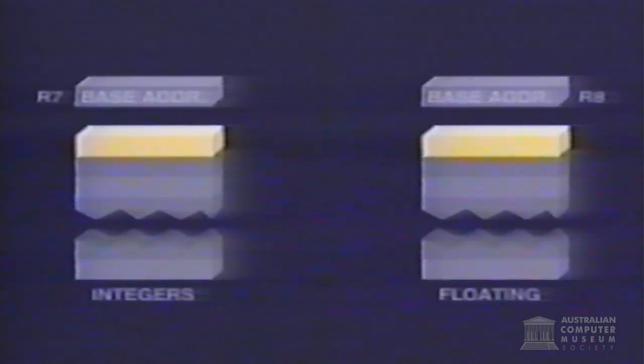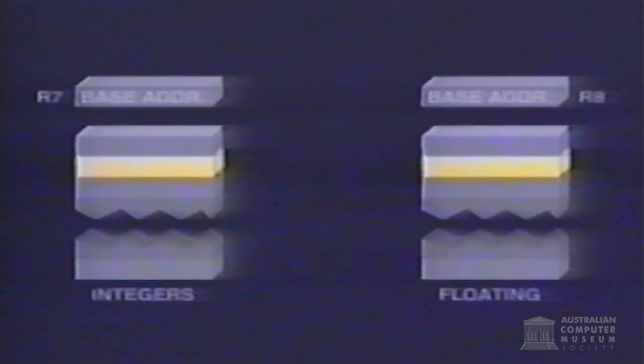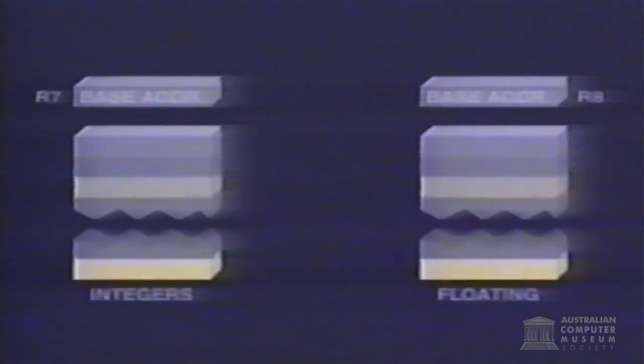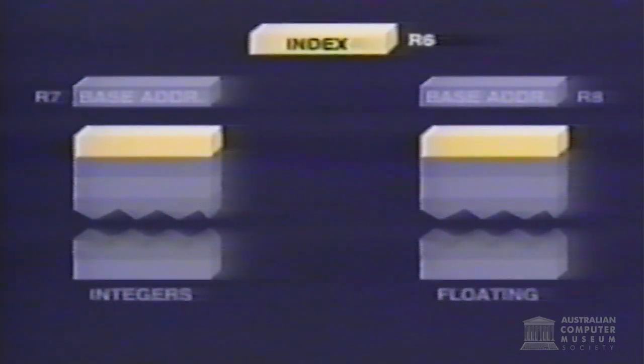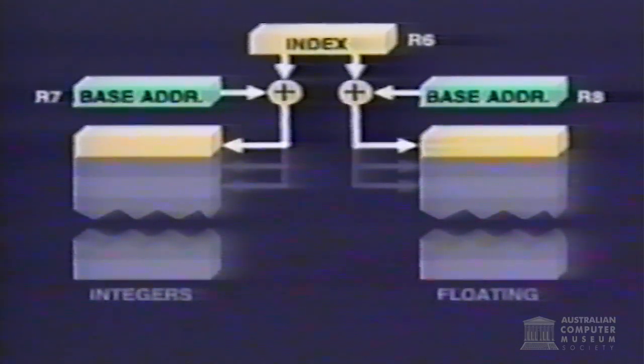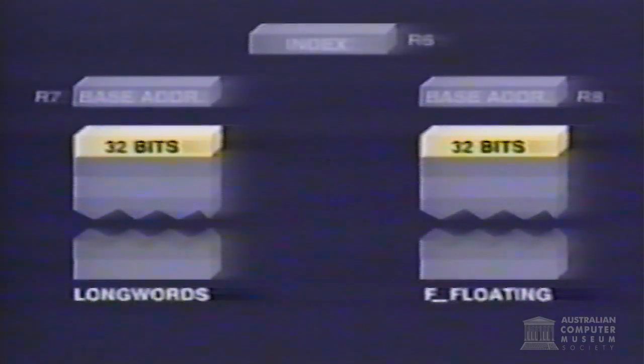Next, we need to step through the tables, one item at a time, to convert each long word integer to a floating point value. We'll use R6 as an index register to access individual items in both tables. The index value in R6 is added to the base address to produce the effective address of one item. Then the index value is incremented by 1, so it's pointing to the next item in the tables. For simplicity, let's say that our data types are consistent in size. We'll convert integer long words into F floating data, both of which are 32 bits in length.